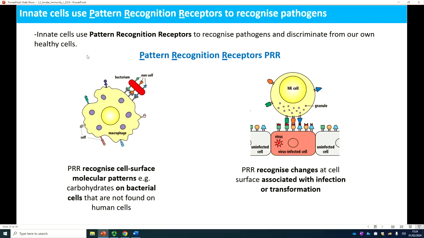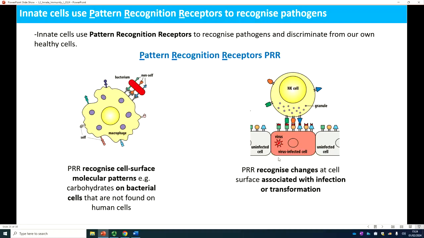So if we look in a little bit more detail at the pattern recognition receptors. As we mentioned, these play a really key role in distinguishing between our own healthy body cells, and perhaps a transformed or infected cell or a pathogen. In the diagram here, we have our macrophage, we have a bacterium, and we can see that the pattern recognition receptors are recognizing these general patterns on the surface of the bacteria. And that's how our innate immune cell can identify these non-self pathogens.